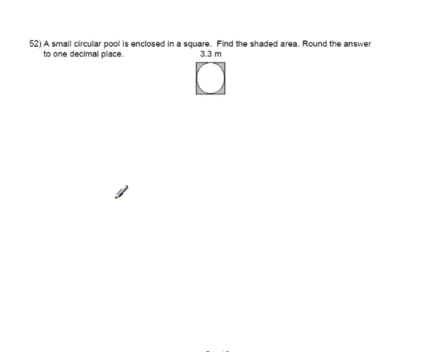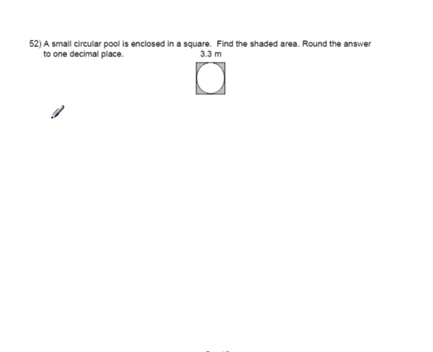Okay, this video will conclude the exam review for Math 3, finishing up the geometry problems. Problem number 52 says a small circular pool is enclosed in a square. Find the shaded area, so that would just be these outside areas. Round the answer to 1 decimal place.